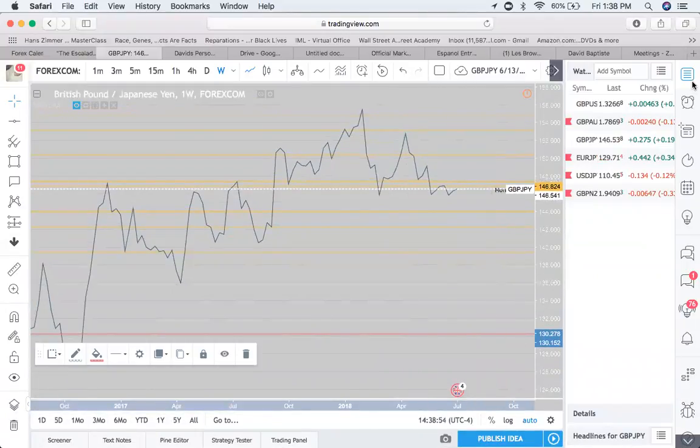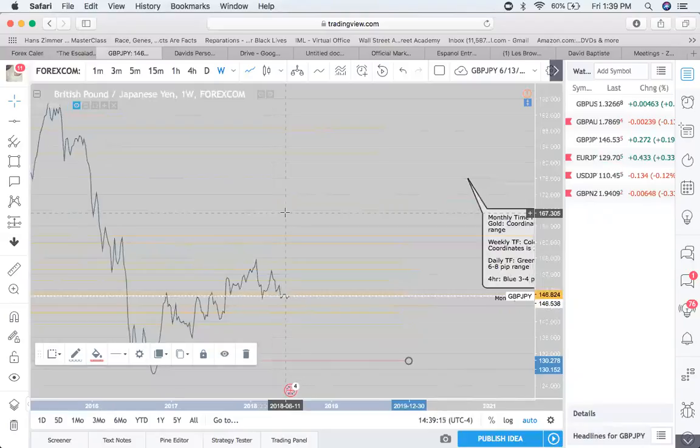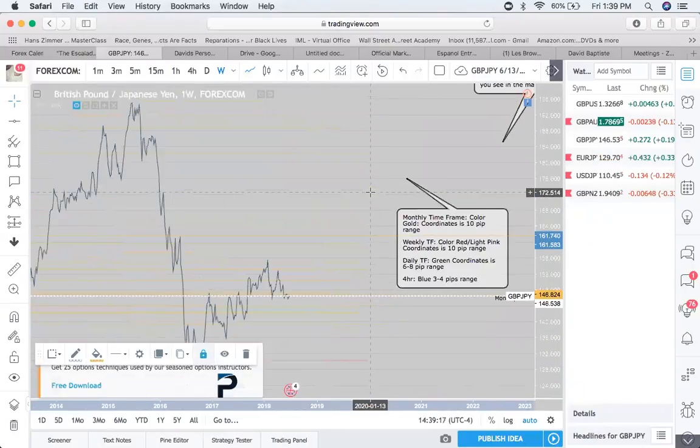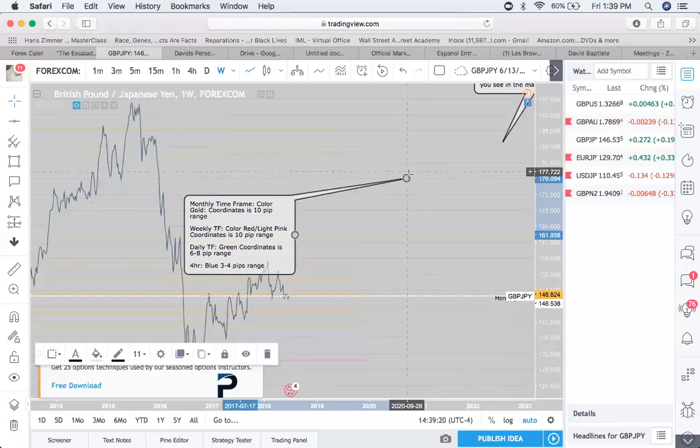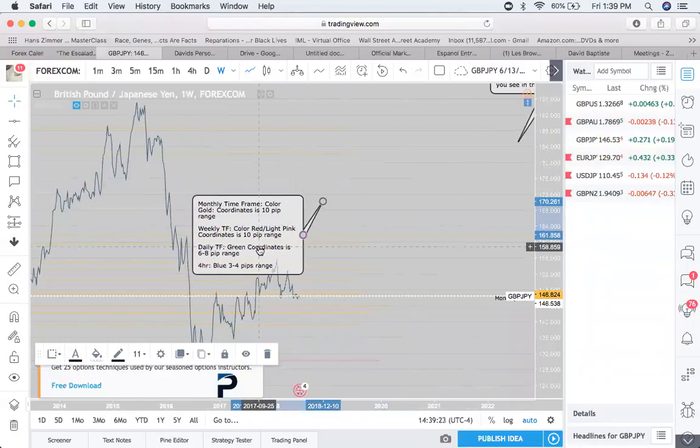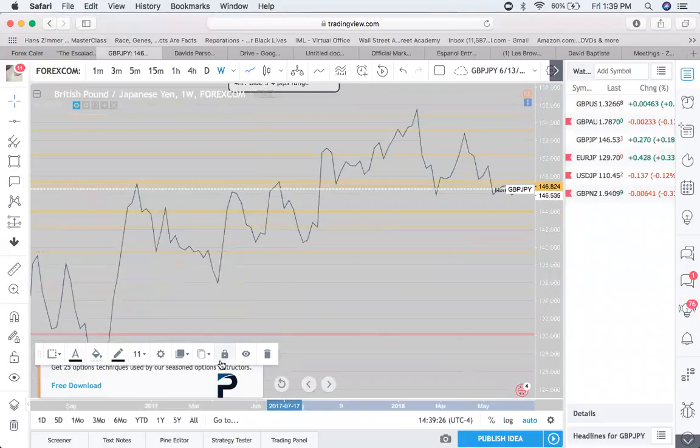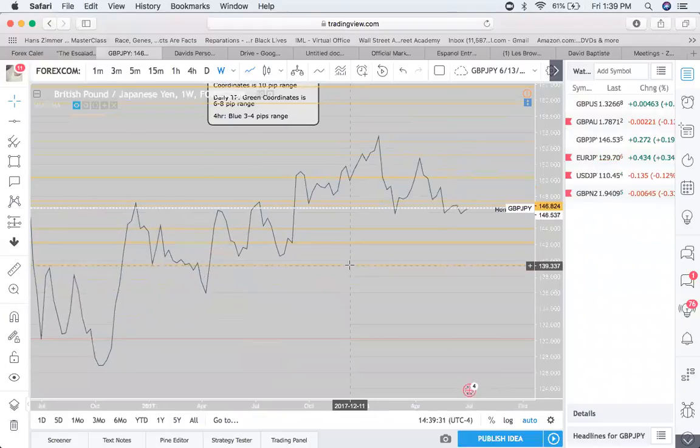Earlier today, we were going over supply and demand zones, focusing on the monthly time frame. Right now, we will be focusing on supply and demand zones on a weekly time frame. I already have the red line prepared for us. This is the color that I'll be using to draw out my weekly supply and demand zone.